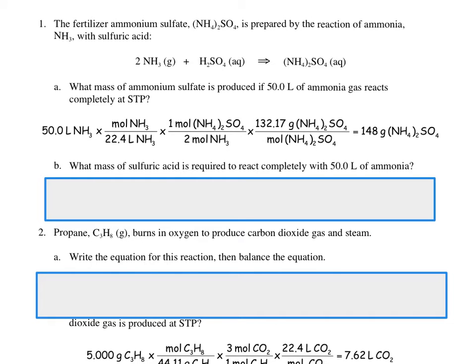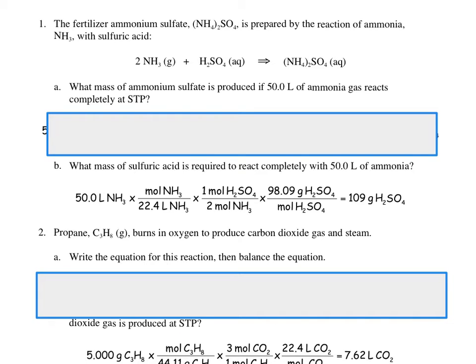Part B asks what mass of sulfuric acid is required to react completely with the 50 liters of ammonia. So they want to know what would be the minimum amount of the H2SO4 that would be required to go with that 50 liters of ammonia. And here's the solution to that question.